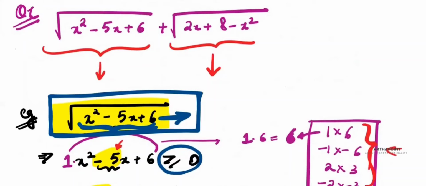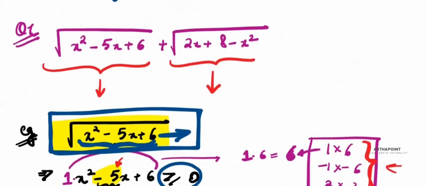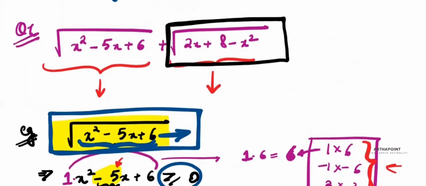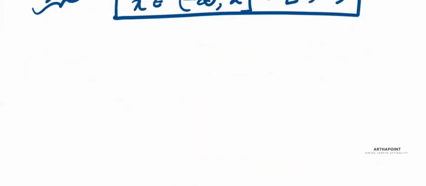Now, quickly take 5 minutes and try and solve the domain for this equation. Then I will solve it. So just try to solve the domain for this equation. Let's write down the equation. The equation that I have is 2x plus 8 minus x square.